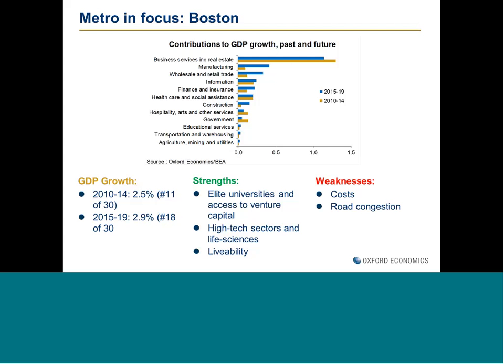So I suppose as an Irish person presenting on US metros, where better to start than Boston, the home of the new Super Bowl champions. Unfortunately, our forecast indicates that the city's sporting prowess might only temper a more subdued atmosphere in terms of GDP growth. We envisage that it will slow from 2.5% during 2010 to 14 to 2.9% during 2015 to 19. So that would mean Boston falling about 7 places in the rankings.